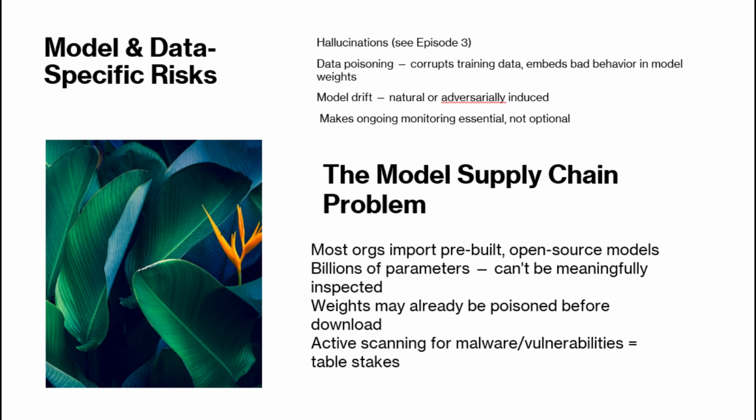AI also introduces risks that are specific to the models themselves and the data they were trained on. Hallucinations are a real problem, and you can visit the third video in this series on AI hallucinations. Data poisoning, where an attacker corrupts training data to embed malicious behavior directly into the model's weights, is another threat with no clean equivalent in traditional AppSec. And model drift, the gradual degradation of a model's accuracy as it encounters data that diverges from what it was trained on, can be both a natural phenomenon and an adversarially induced one, which makes ongoing monitoring essential rather than optional.